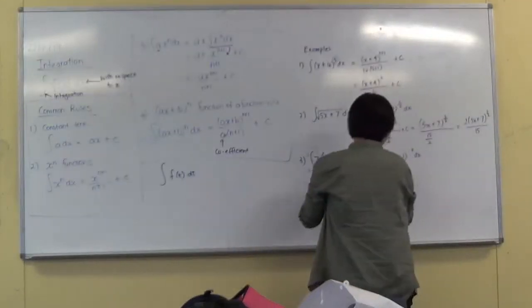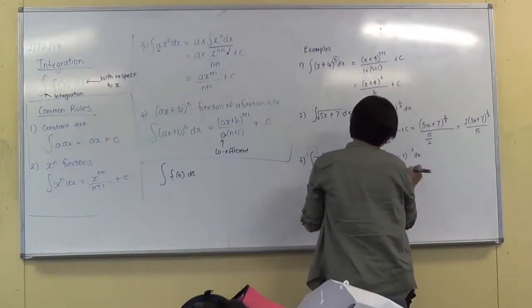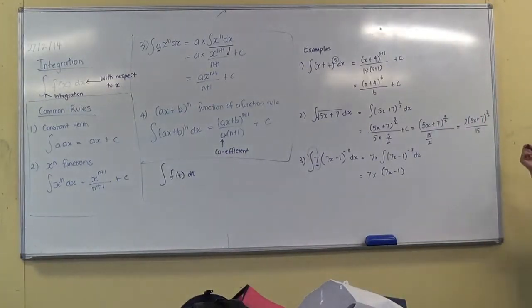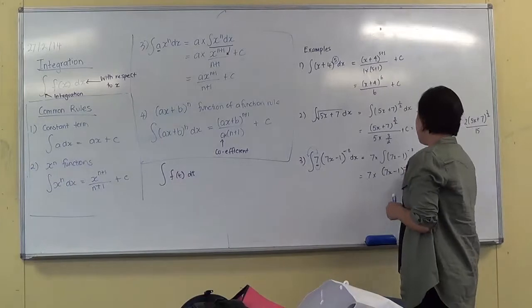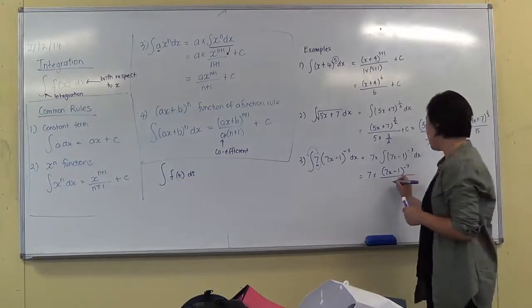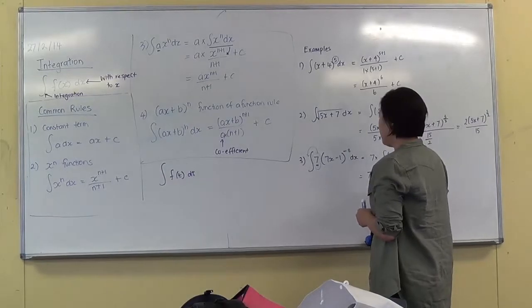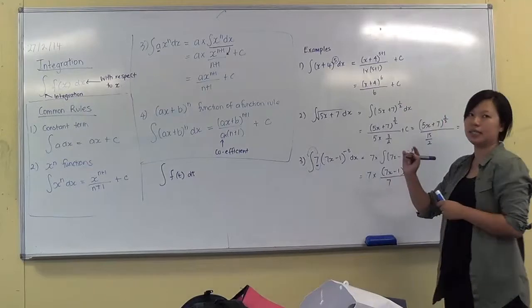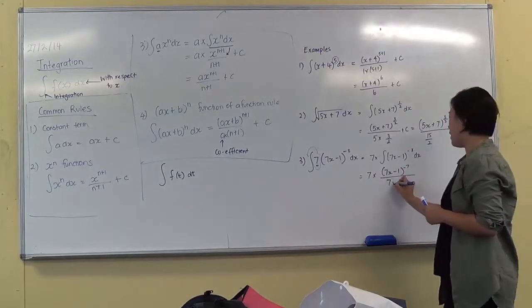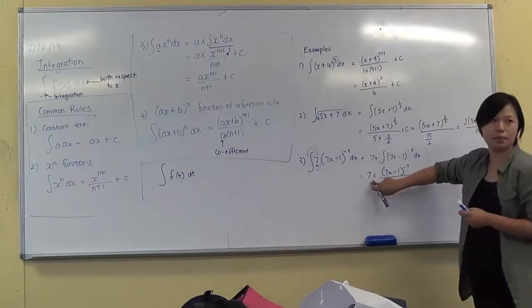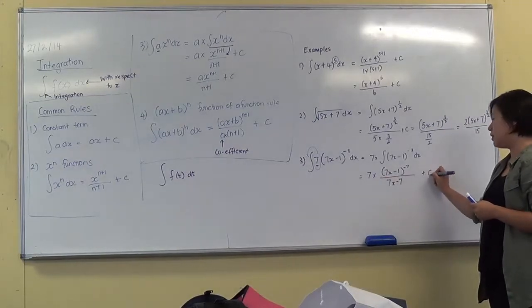So keep everything inside the brackets. Increase the power by 1. So what's that? Minus 7. Divide by the new power times what? The coefficient. Yeah, so divide by the coefficient in front of x, which is 7, times the new power, which is negative 7. And remember, we still have that times 7 on the other side.